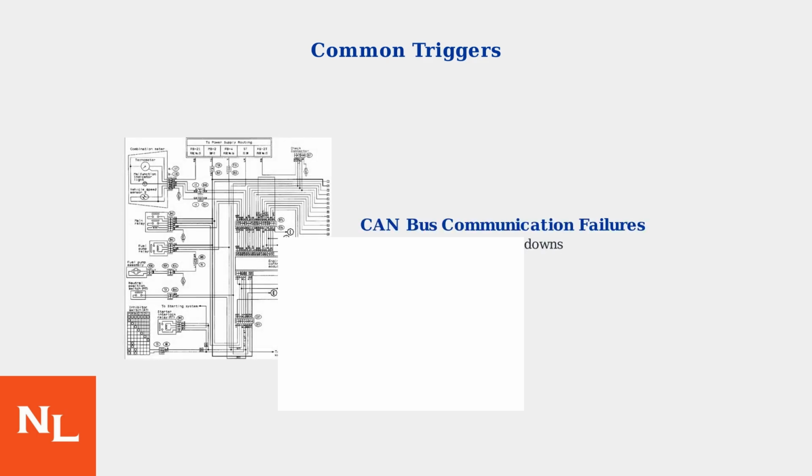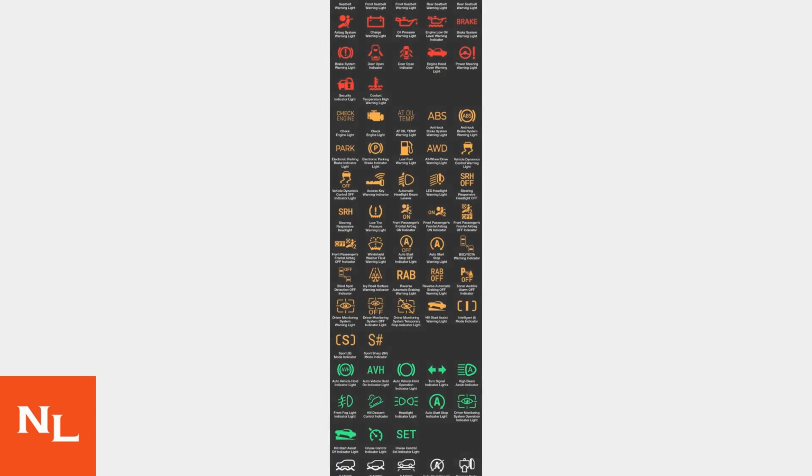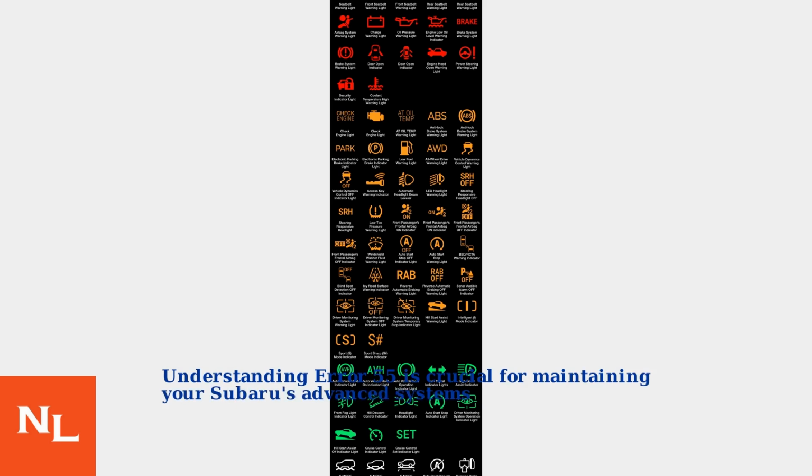The most common triggers for Error 55 include CAN bus communication failures, wiring harness issues such as damaged or corroded connections, and ECU malfunctions including control module failures or software corruption. Understanding Error 55 is crucial for maintaining your Subaru's advanced electronic systems and ensuring optimal vehicle performance and safety.